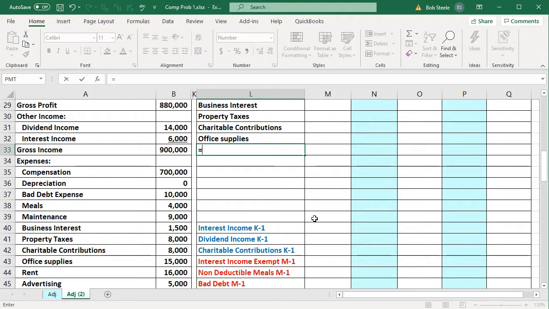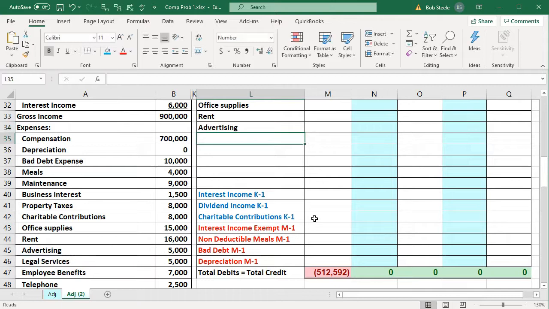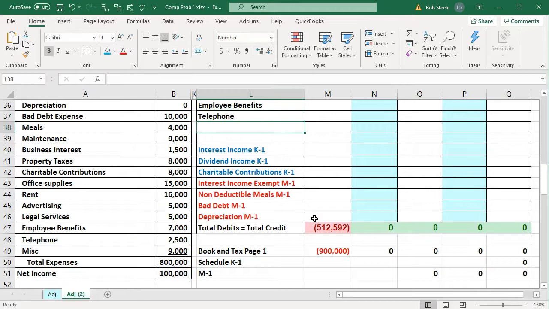We got the office supplies. We then have the rent, and then the advertising, and then legal services, employee benefits, and telephone, and then finally the miscellaneous. So we have the miscellaneous stuff. Now this stuff down below, I'm going to put in place, and these are going to be some of the tools that we'll be using in order to get those multiple balances we'll see down below. So we won't be working with that until we get to the actual adjustment process, but I'll keep them there in place so you're aware of them.